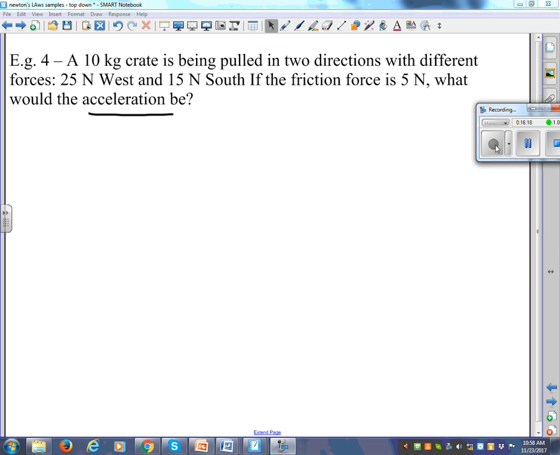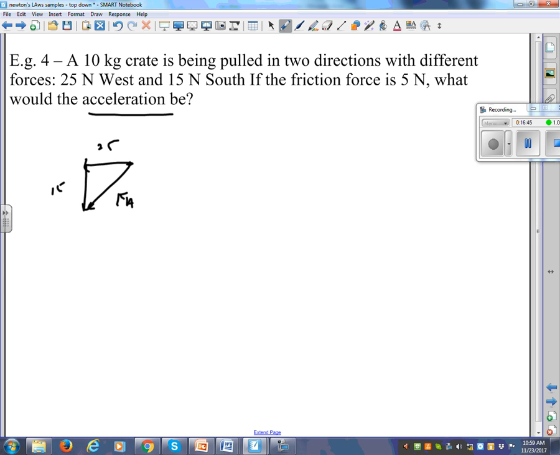10 kilogram crate, why do I keep saying plate? Being pulled in 2 directions, different forces. You got 25 newtons west and 15 south. Friction force is 5. What would the acceleration be? So we're going to do the same thing again. We got 25 west. We got 15 south. Do I need to draw the free body diagram now, or can you sort of visualize it, and then we can probably skip that step, right? So I got 25 and 15.